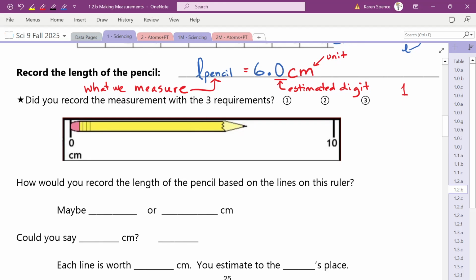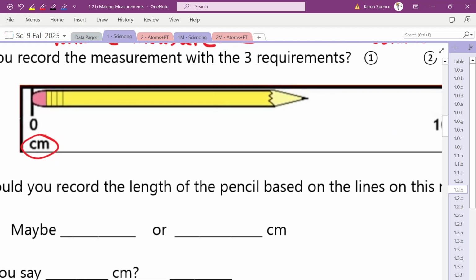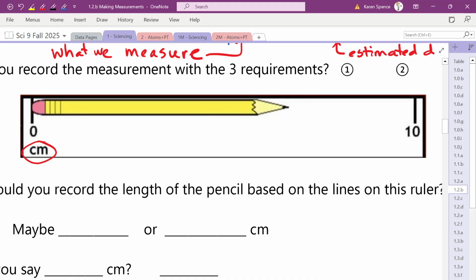Now, this is a weird ruler. It is a centimeter ruler still, but we only have markings at the 0 and the 10. Okay? So, yikes. Tell your partner what you think this measurement would be.